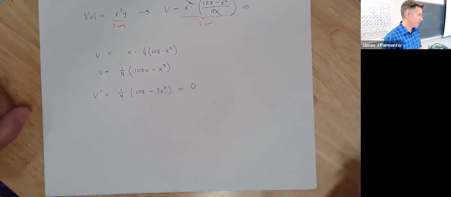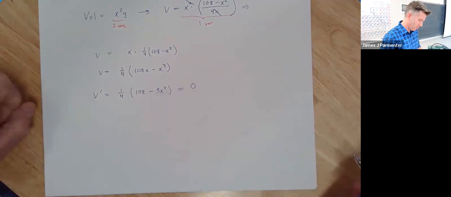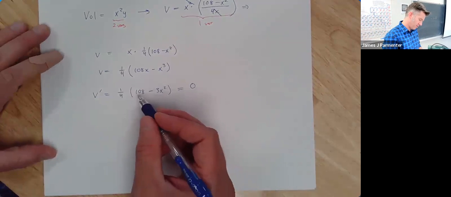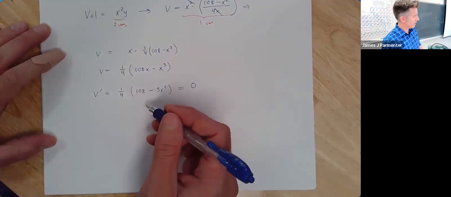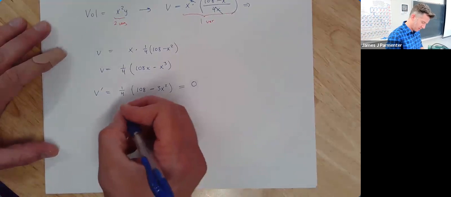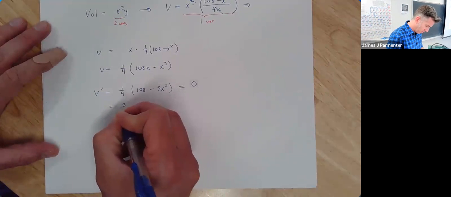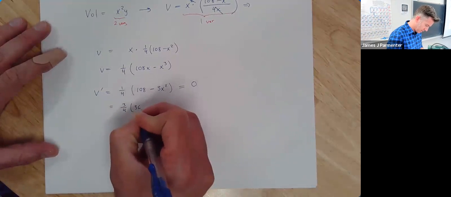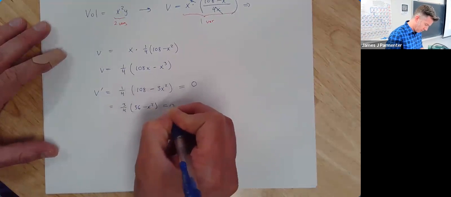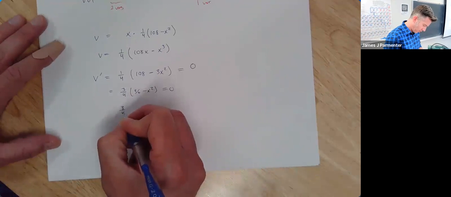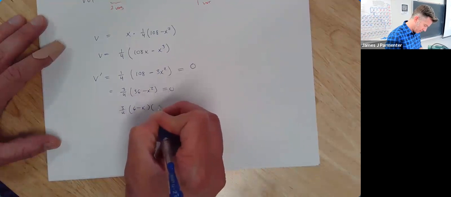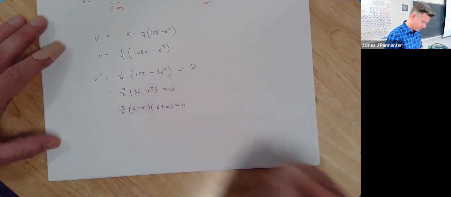I like factoring, but you can do whatever you want. Factor out of 3 here. Okay, what can I factor? Yeah, you get 36. I can divide by 3. 108 divided by 3 is 36. So I can write this as 3/4 times 36 minus x squared equals 0, or even more, 3/4 times 6 minus x times 6 plus x equal to 0.